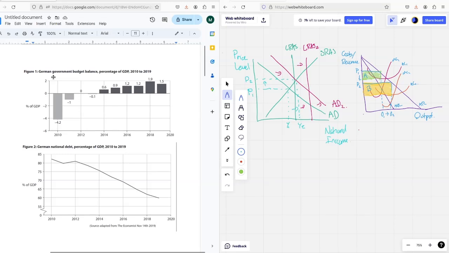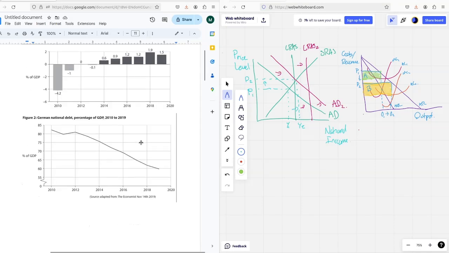So figure 1 here shows the German budget balance. And we can see there's deficit spending here as a percentage of GDP. But since 2014, we've had budget surpluses, right? And peaking in 2018, we've got 1.9 percent of GDP as a surplus, which is a pretty big surplus. And following that trend, we've got a decline in national debt as a percentage of GDP. So debt overall may still be increasing, but as a percentage of GDP, this is going down.